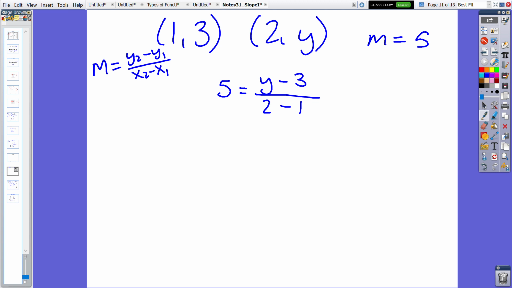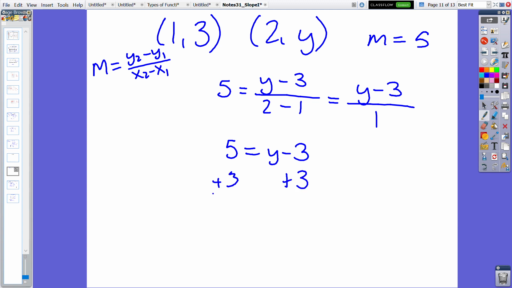Okay? So now right here, I'm going to try to get y by itself. First thing I want to do is simplify if I can. I've got a 2 minus 1. That makes this a little bit easier. So I get y minus 3 divided by 1. And we know anything divided by 1 doesn't change it. So now I'm left with the equation 5 equals y minus 3. And now we're left with a one-step equation. All I have to do to get y by itself is add 3 to both sides, and I get 8 is equal to y, based on the addition property of equality.